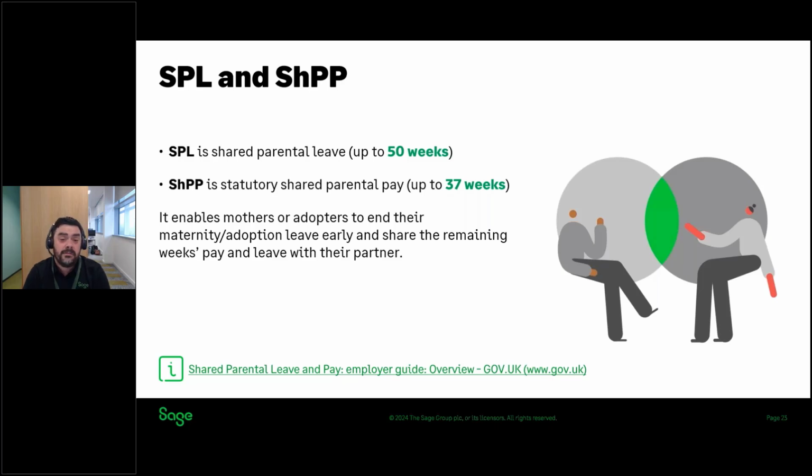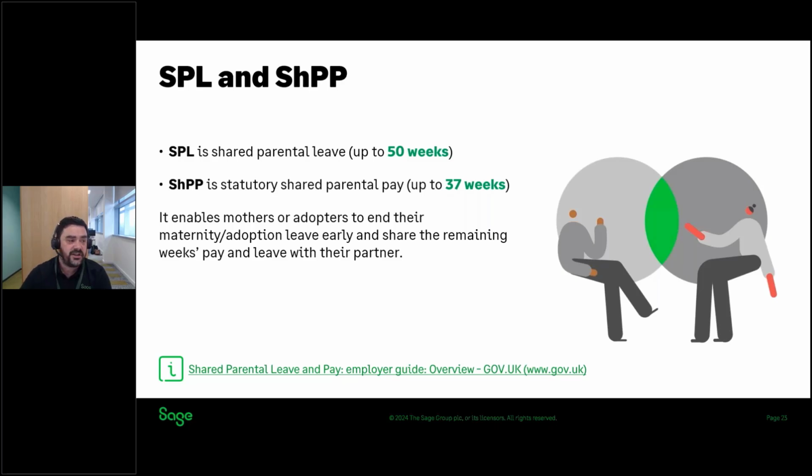Now, the mother must take at least 2 weeks maternity leave from the date the baby's born, or 2 weeks of adoption leave. And that's why theoretically the maximum is 50 weeks. But if they've started their maternity leave before the baby's born, which I would say most mothers do, they still have to do those 2 weeks as maternity before they could switch over to shared parental.